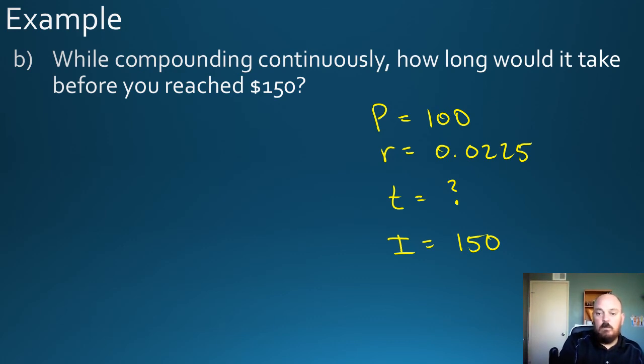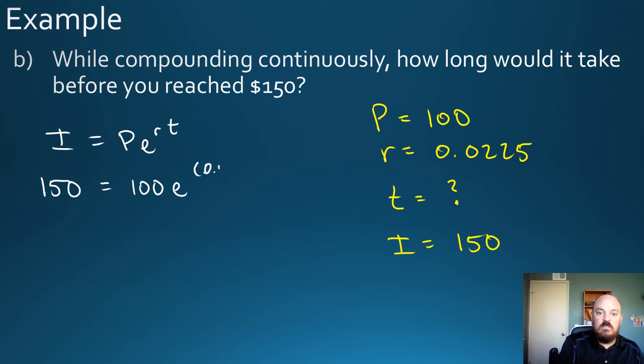Now, we are compounding continuously again. So let's start with P E to the RT. And see, this time when I go to plug numbers in, the 150 is over here. P is 100. R is 0.0225. And then T is T. That's what I'm solving for. So this is not just crank it into your calculator and give me an answer. This is a solve for T question. So what we have is an exponential equation.